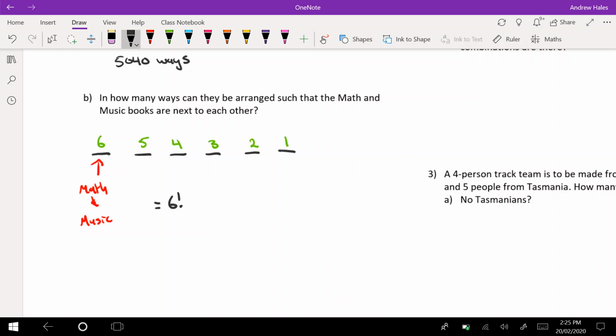However, we can arrange math and music as either math first and then music, or music first and then math. It doesn't matter where they are, we just know they have to be together. So we also have to times it by 2 factorial. So we have to double our answer because it could be either way. 6 times 5 is 30, 30 times 4 is 120, 120 times 3 is 360, 360 times 2 is 720, then we have to double that. That gets me to 1,440. And that would be how many ways there are to arrange them in that way.